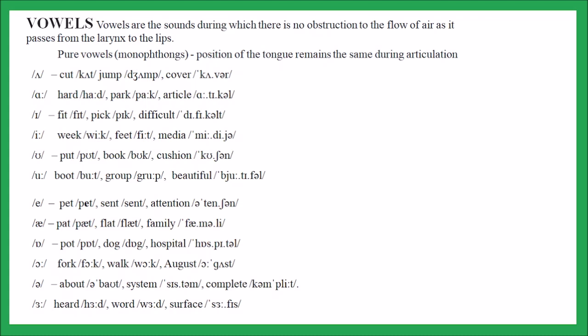Then the first classification of vowels, that is the pure vowels or monophthongs. They are the vowels during the utterance of which the position of the tongue remains the same during articulation. Articulation means pronunciation or production of speech sound. So when you are producing a pure vowel, the position of your tongue remains constant. Following are the pure vowels in English language. To help you understand better, I have reordered these speech sounds in the order of our Indian vowels.